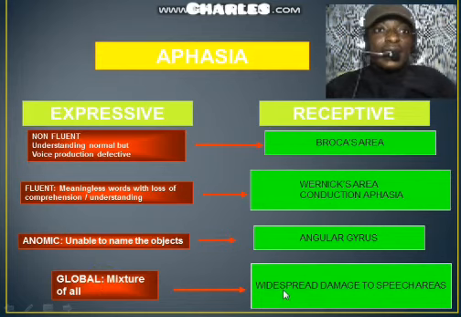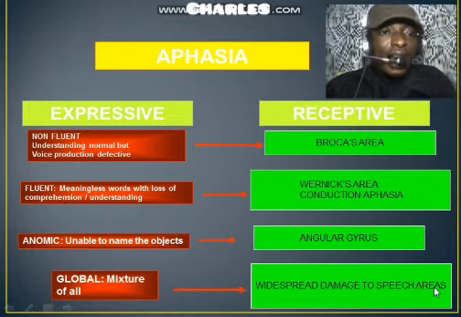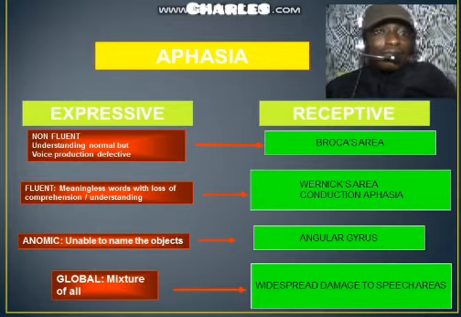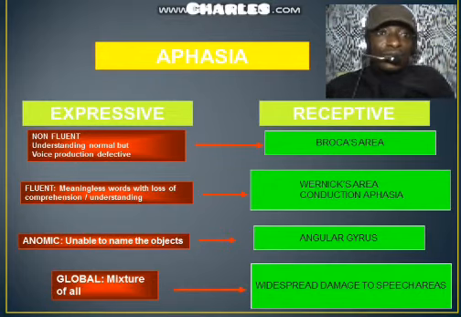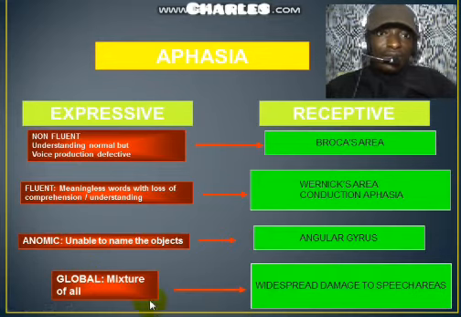Alright, so it is actually widespread damage to the speech areas. So it means that the Broca's area is affected, Wernicke's area is affected, the angular gyrus is affected, the arcuate fasciculus is also affected. It is global all round. So this person is not fluent, comprehension is lost, visual language that is written is also impaired, even auditory language is impaired. So that is global aphasia. It is a mixture of all of them, all the aphasias.